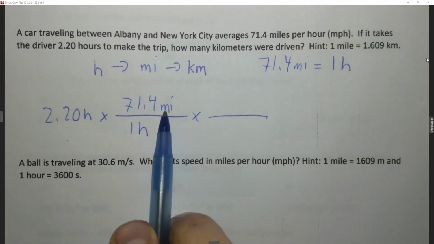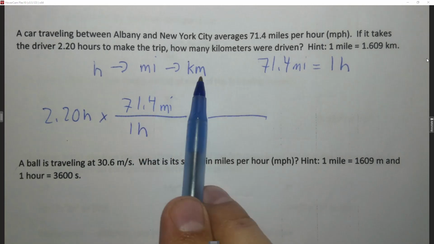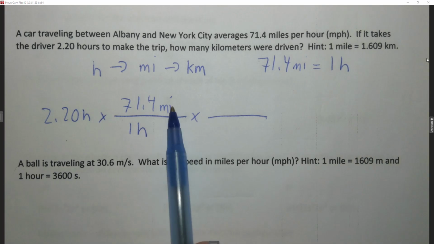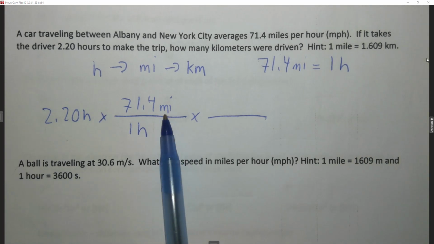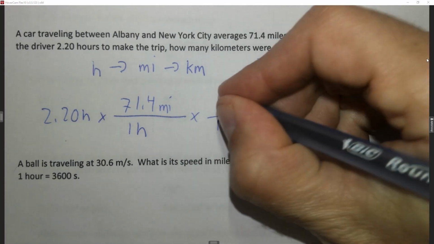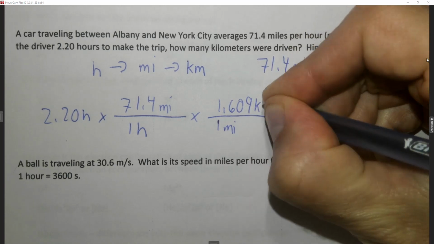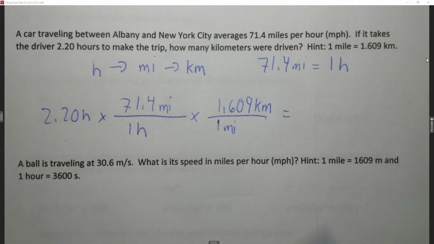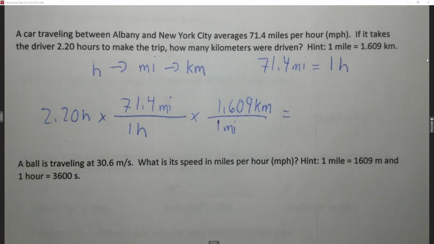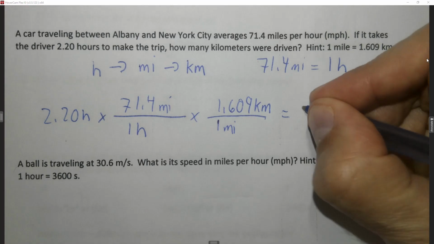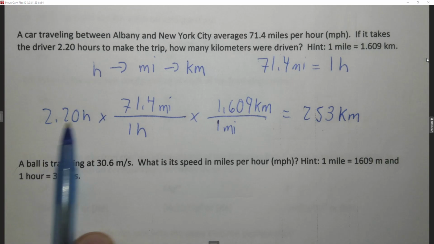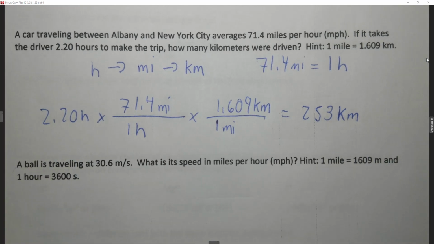Now, we want to convert these miles, because hours are gone, into kilometers. Turns out the question gave us that equality, which is right here. In this case, we have this unit. We want to get rid of these miles, so we put the 1 mile on the bottom and the 1.609 kilometers on the top. Now, if we look here, this has 3 sig figs, this has 3, this has 4. Our answer should have 3 significant figures. And when you do all this math, you get 253 kilometers were driven by this person in the 2.2 hours.